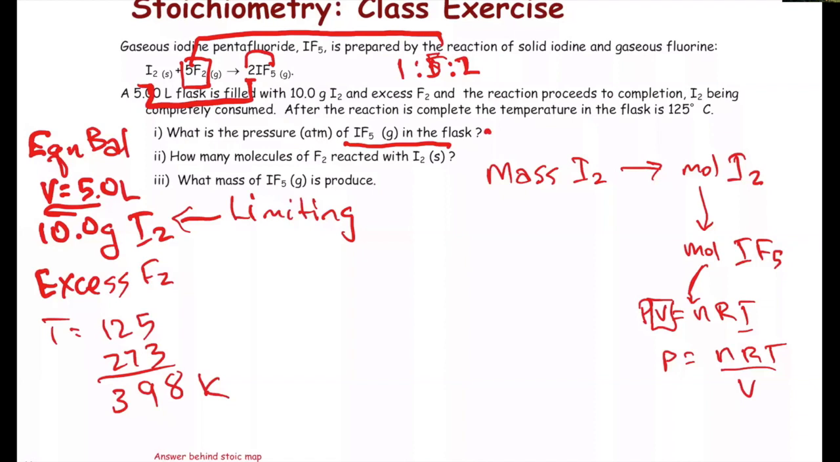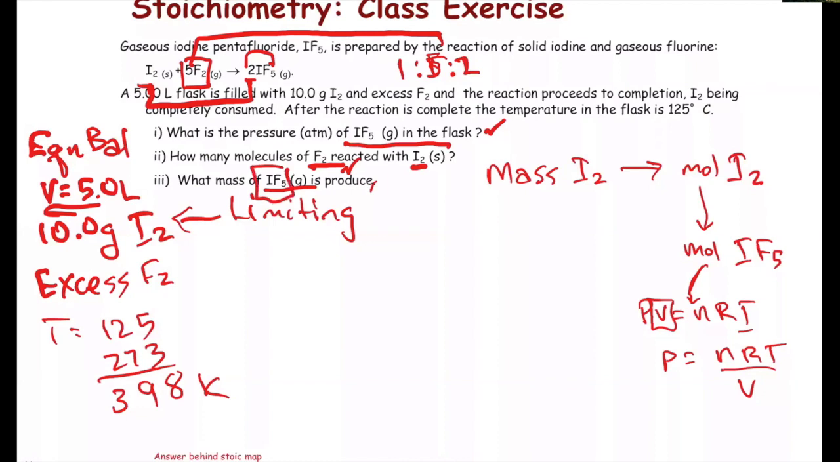The other question here, how many molecules of F2 react with I2? That's chapter 8. What mass of IF5 is produced? That's chapter 8. The other two parts are not gas laws. They're chapter 8. It's going to be straight moles of iodine to moles of fluorine for this one. And then you can use the moles of fluorine and Avogadro's number to figure out the molecules of fluorine. For this one, once you have your moles of iodine, you can get the moles of IF5. And once you have your moles of IF5, you can get the mass of IF5 using the molar mass of IF5.